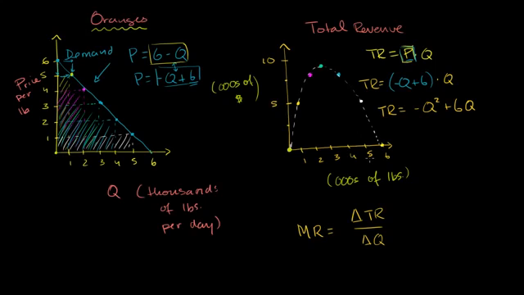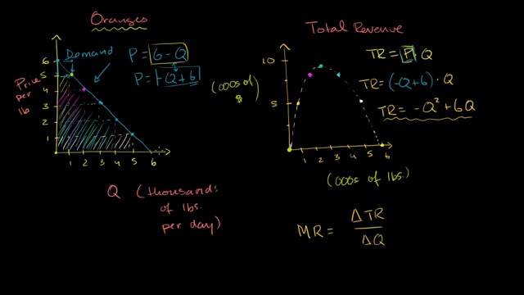Now that we've figured out the total revenue given any quantity, and we've also been able to express it algebraically, I want to think about what the marginal revenue is at any one of these points. Marginal revenue is just how much our total revenue changes given some change in our quantity, and later we can use that to optimize the profit for our monopoly over here. And I'm going to try to do it without calculus.